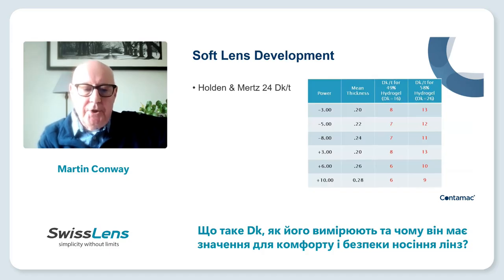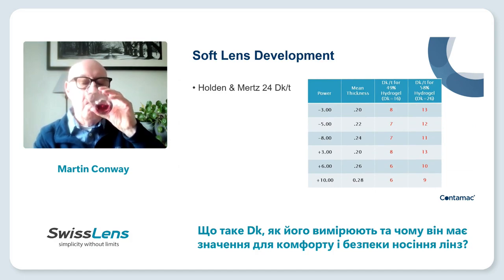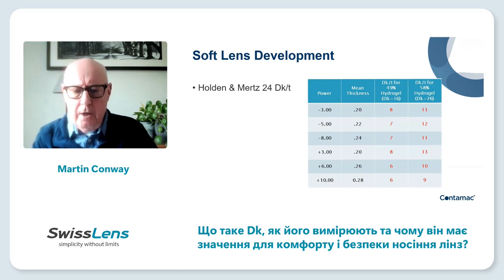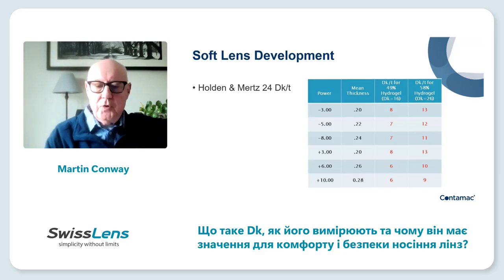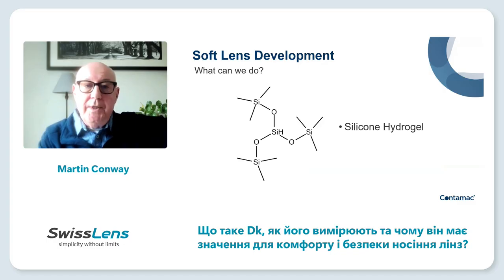I've done some calculations here based upon the Holden-Mertz criteria of a range of powers in that sort of standard format, showing the mean thicknesses as calculated by the software. And you can see that for both the 49% and the 58% lenses, they all fall well below the Holden-Mertz criteria of 24. What can we do about it?